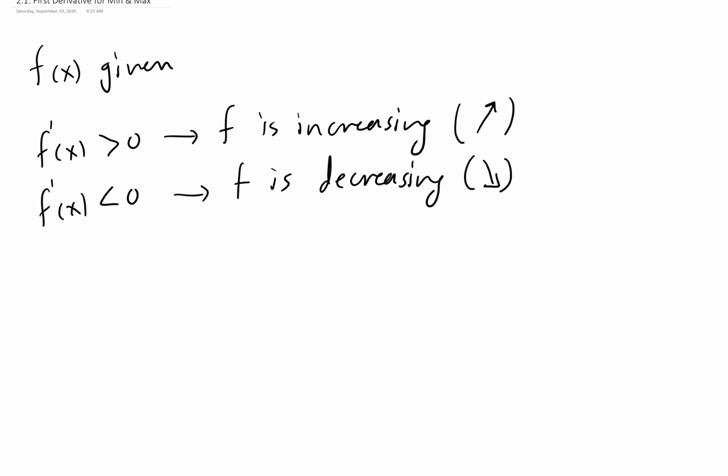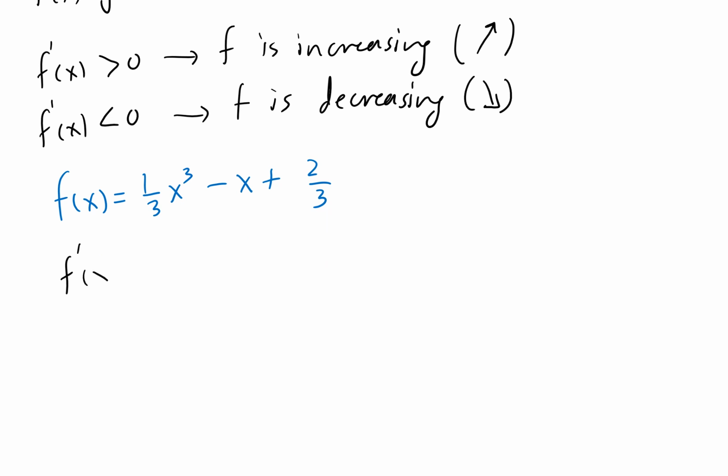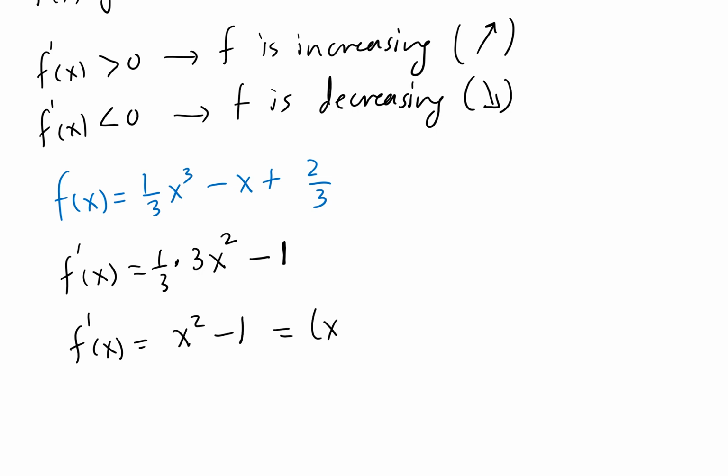It goes down. And to apply this, let's take a function f of x, 1/3 x cubed minus x plus 2/3. We need to check when it is increasing and when it is decreasing. We need to find f prime of x, the derivative of the function. I'll keep the 1/3, bring the 3 down, x squared minus 1 plus 0. So f prime of x equals x squared minus 1, which can be factored as x minus 1, x plus 1.